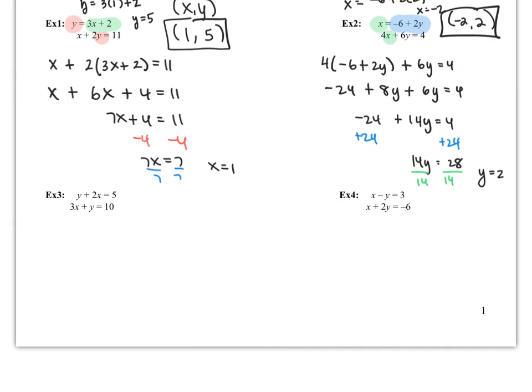Let's look at example 3. So according to step 1, my first step is to isolate any variable. So what I notice here is that in order to get y isolated, all I would need to do to both sides of my equation is subtract 2x. So I'm going to go ahead and do that.